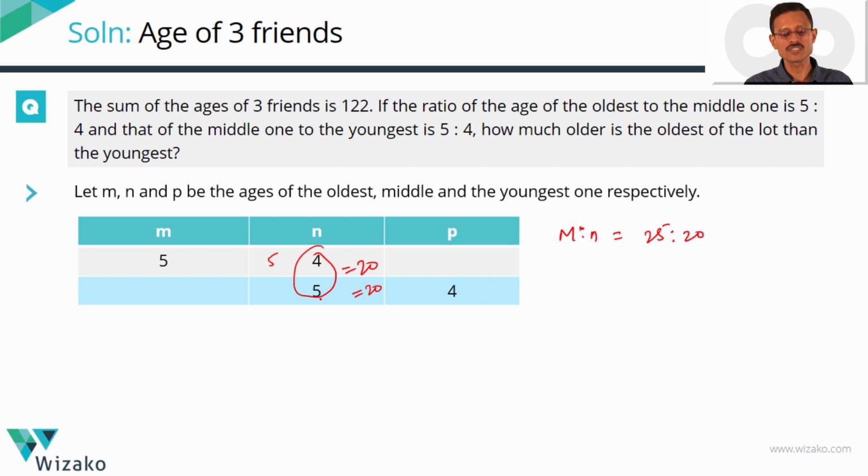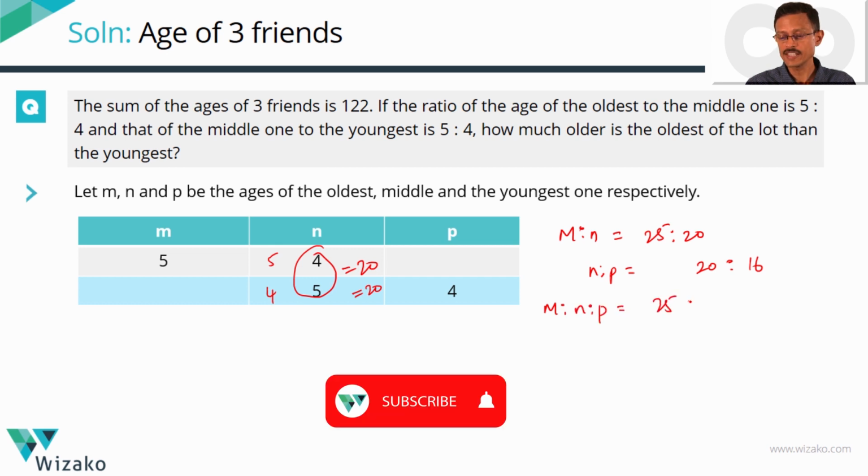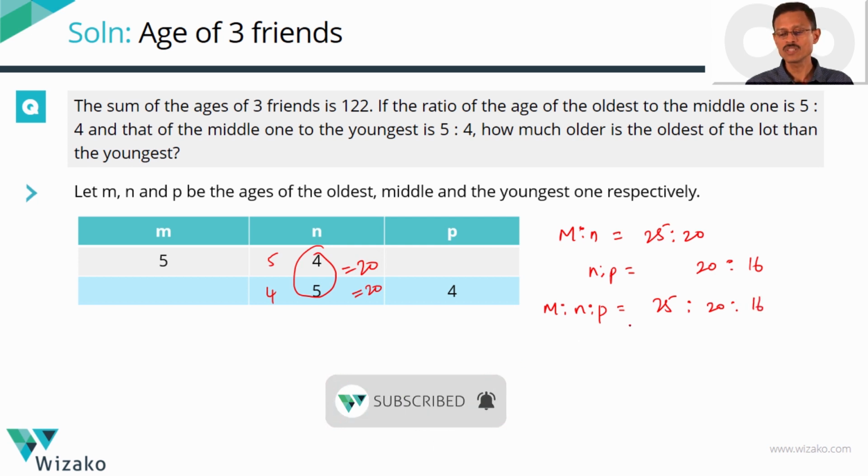Let's run through the same process here. How do I make this n as a 20? By multiplying it with a 4. So let's multiply this entire ratio with a 4. So n is to p is going to be equal to 20:16. 5:4, 5 into 4 is 20, 4 into 4 is 16. So the first step is done with this. M is to n is to p is equal to 25:20:16.